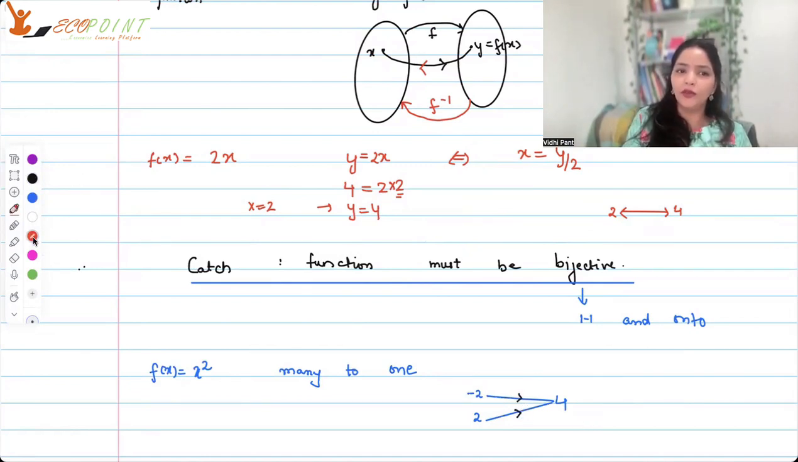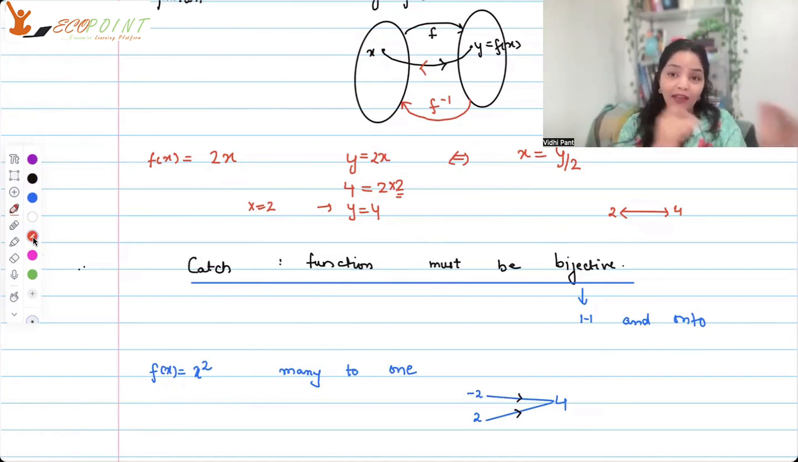So if I try to look back from 4, can I map back 4? The problem here is that I can map 4 to minus 2 and also to 2, which will be a contradiction for the existence of a function. You can't map one element to two elements, right? That's the basic definition of a function. You need to have a unique image. So in this scenario, f inverse cannot exist.